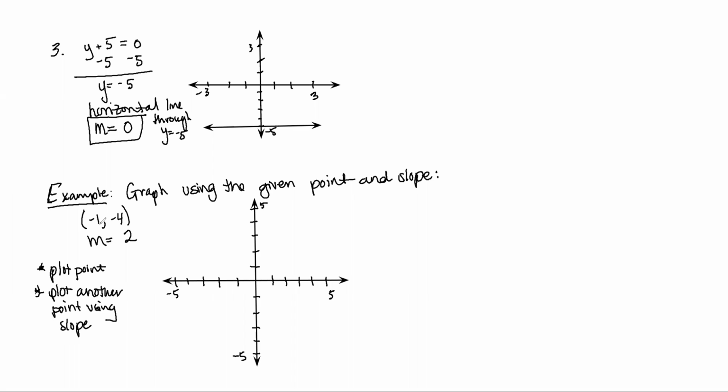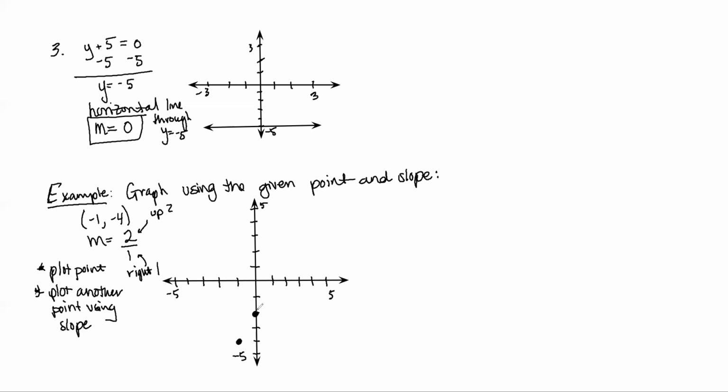So -1, -4, we're going to go left 1 and down 4. And then for our slope, it's just the whole number 2. So what we can actually do is write this as 2/1. Anytime you have a whole number, it's nicer to do that. That way we have both our rise and our run. So rise, so go up and down first. This is telling us to go up 2 because it's positive. And then right 1 because it's also positive. So from this point, we're going to go up 1, 2, and to the right 1.